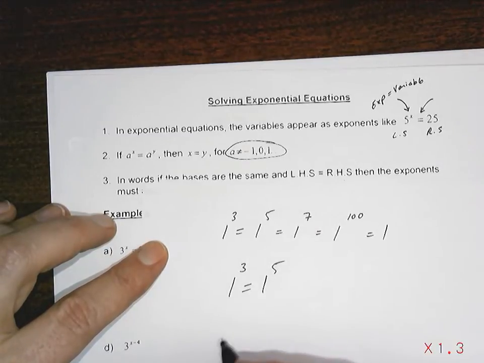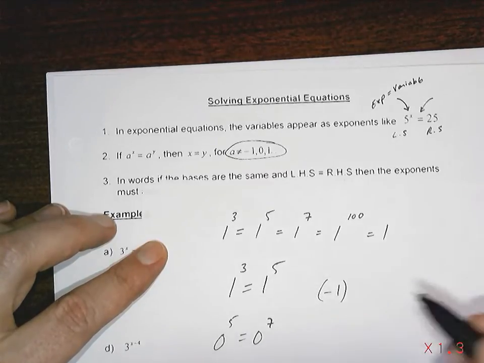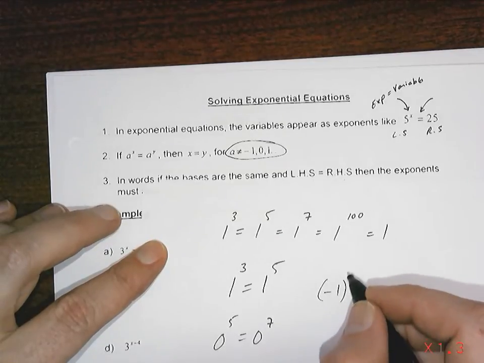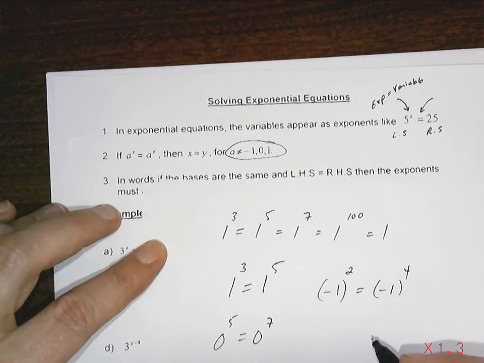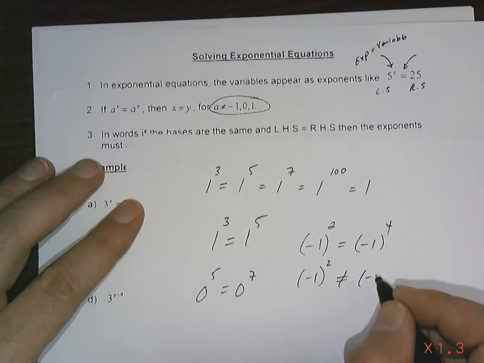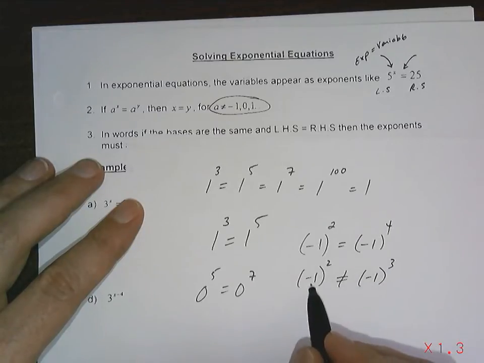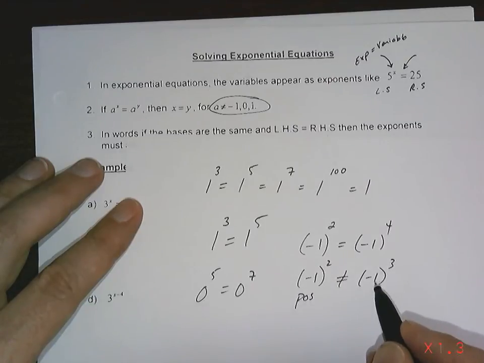Well, the same thing's going to happen to 0. 0 to the 5 equals 0 to the 7. Why? Because 0 times 0 times 0 just equals 0. And the same thing's going to happen with -1. Now, it's not as easy. -1 squared will equal -1 to the 4, okay? But -1 squared would not equal -1 to the 3. So it does matter, because this is going to be a negative times a negative, the end result is a positive. This one's going to be a negative times negative times negative, the end result is going to be a negative.